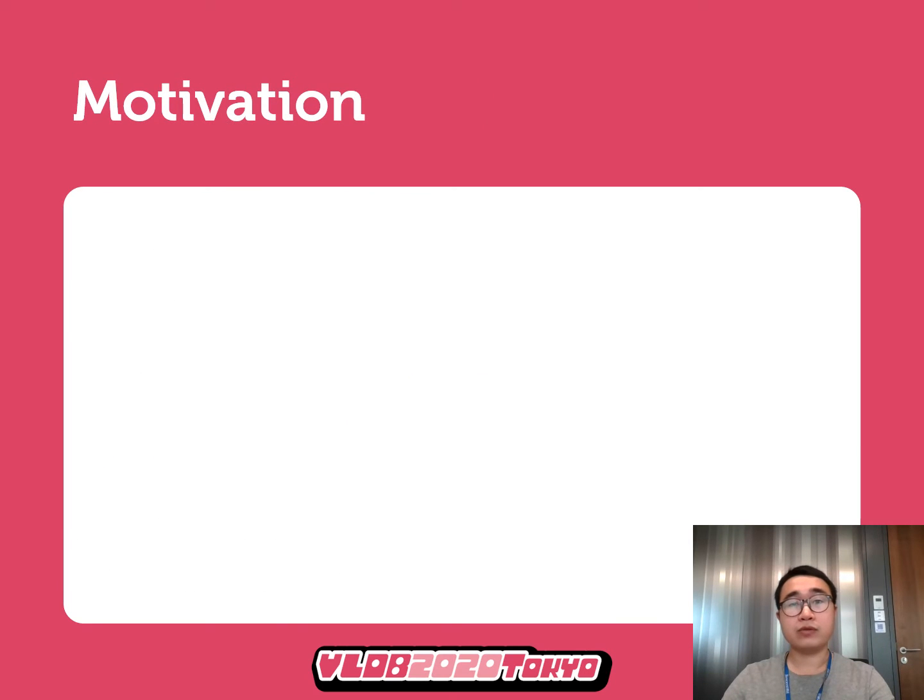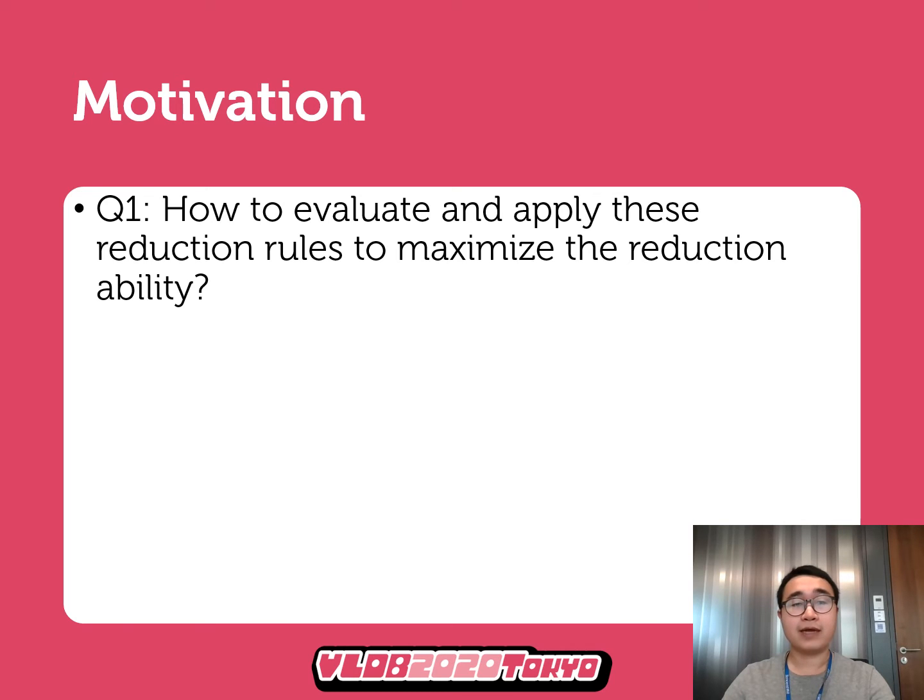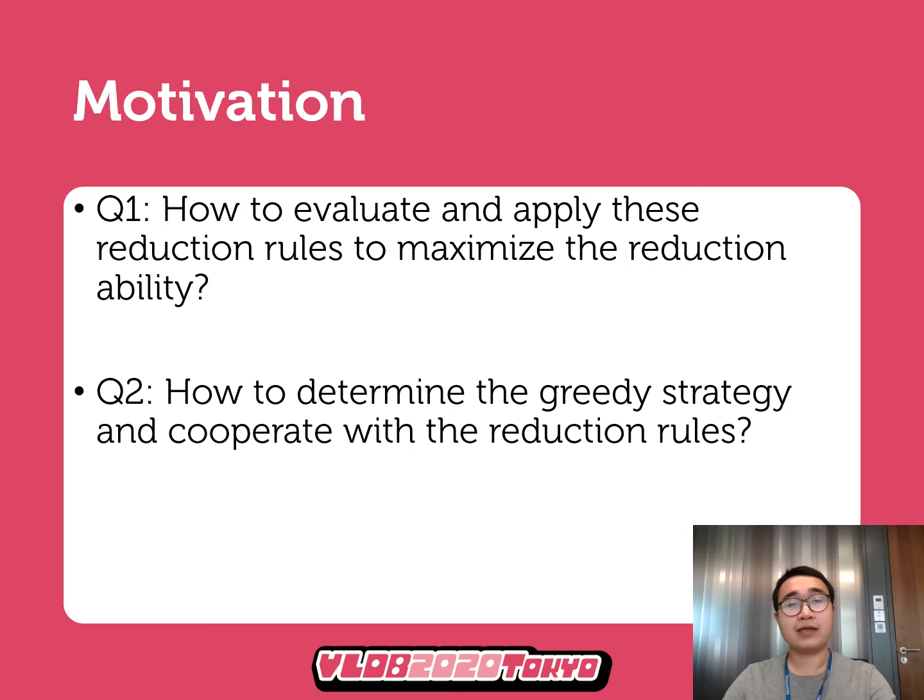Given so many reduction rules and greedy strategies, 2 questions still remain. The first one is how to evaluate and apply these reduction rules to maximize the reduction ability. Generally speaking, it is difficult to conclude that reduction R1 is better than reduction R2, even if R2 is dominated by R1, and vice versa. A reduction is more efficient to compute, but may exhibit a limited reduction ability. And the second one is how to determine the greedy strategy and cooperate with the reduction rules.